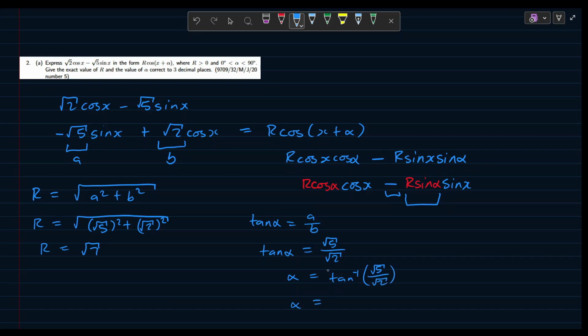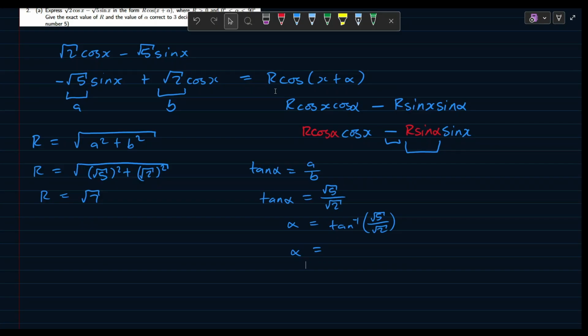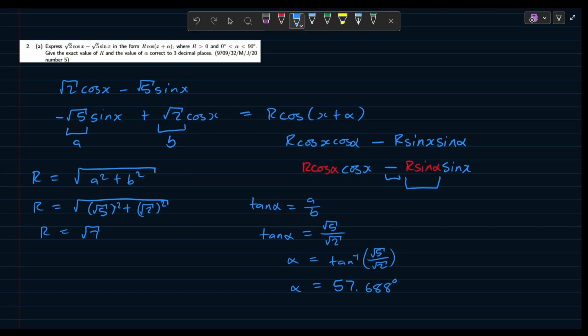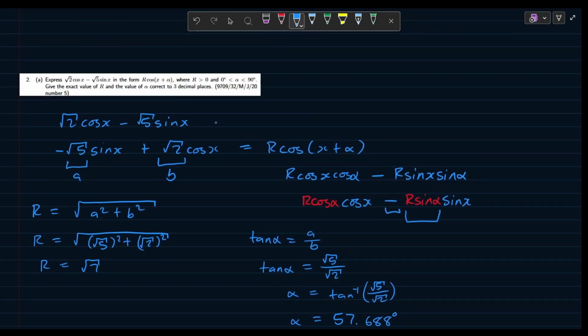Alpha is equal to, let's punch this into the calculator, arctan of root 5 over root 2. This gives us 57.688 degrees, correct to 3 decimal places. So it means we can write this expression as root 7 cos x plus 57.688 degrees. Alright, so those are harmonic identities and this is how they work.